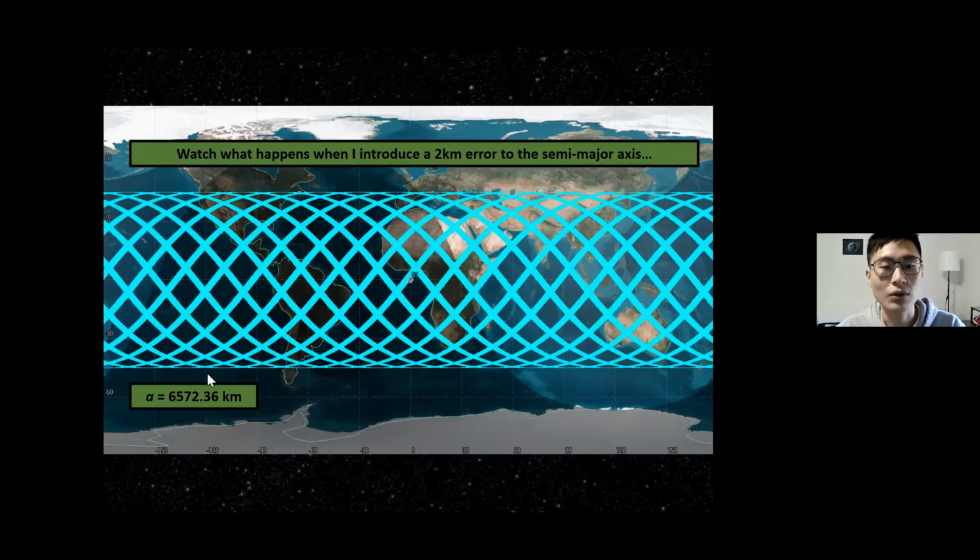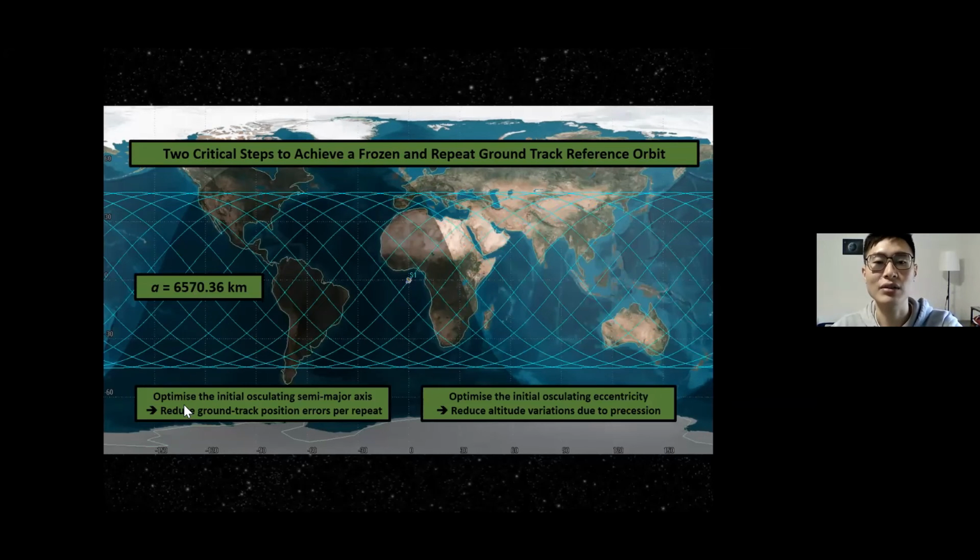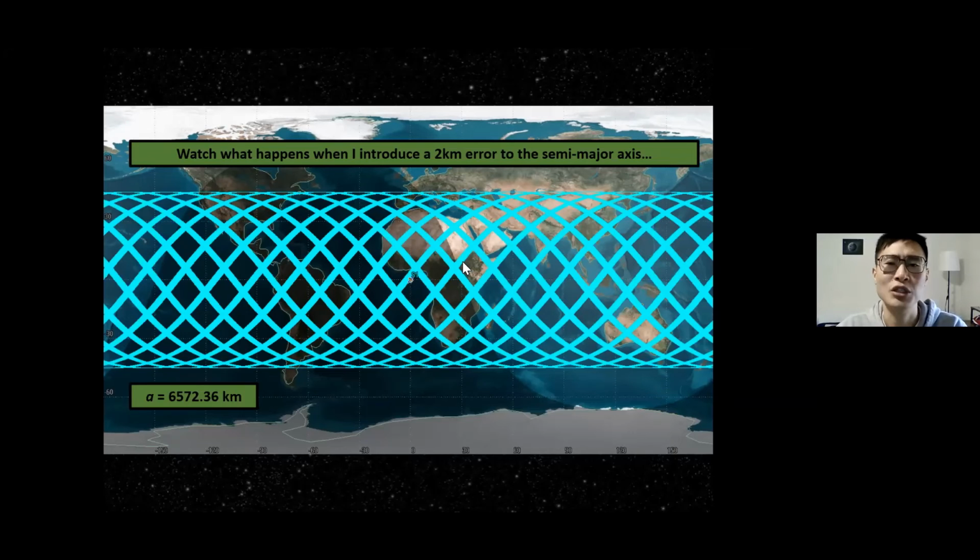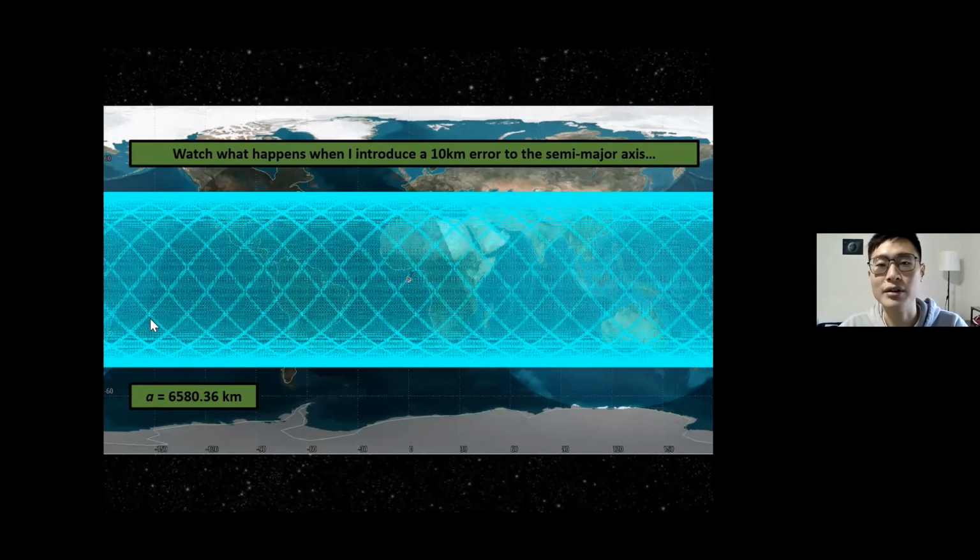So let's look at the A value here, which is 6570, and all I did was change the A value to 6572. This is just for illustration, to show you what happens to the repeat ground track if a non-optimal semi-major axis was chosen. And if I introduce a 10-kilometer error, then I get something that's not really intelligible anymore. It just flies around all over the place. It probably still has a revisit period, but it is not as precise and not as predictable as I would want it to be.